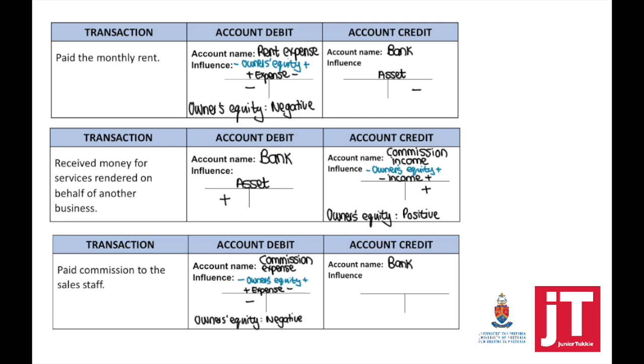Again, it is so important to understand this. When our expense increases, our owner's equity will decrease. And if you think about it, why? The net profit has an influence on the owner's equity. How do we calculate the net profit? We take our income minus our expenses. So if our expenses go up and up and up, it means that our profit will be less, and that will have a negative effect on the owner's equity. Bank is classified as a current asset, which means if money goes out, our assets will decrease.